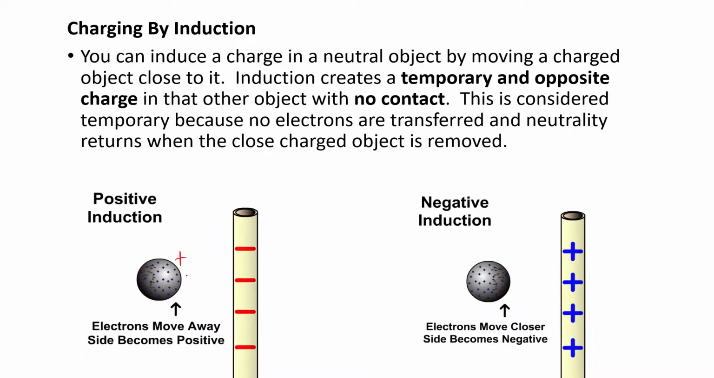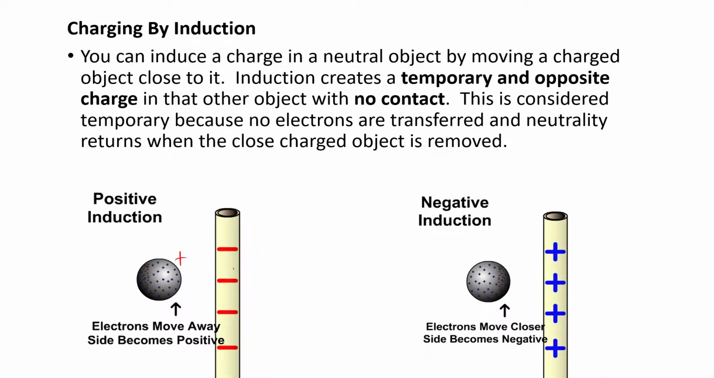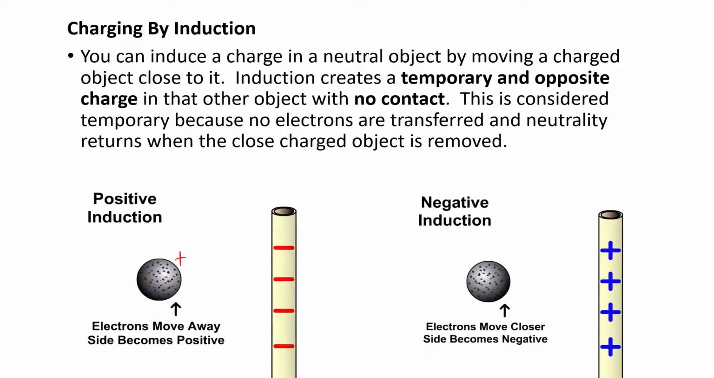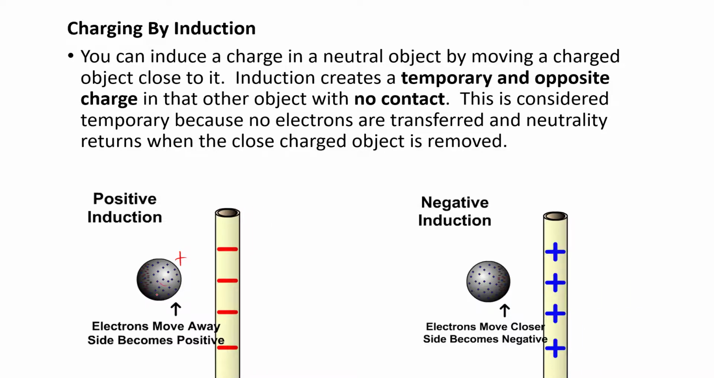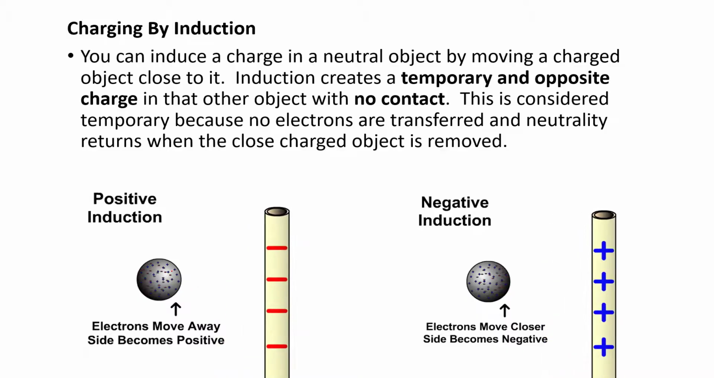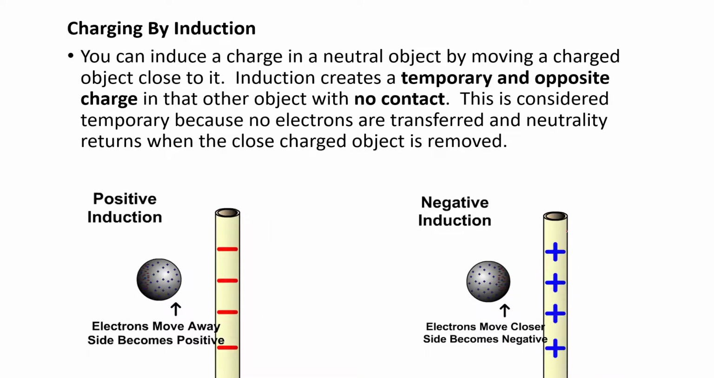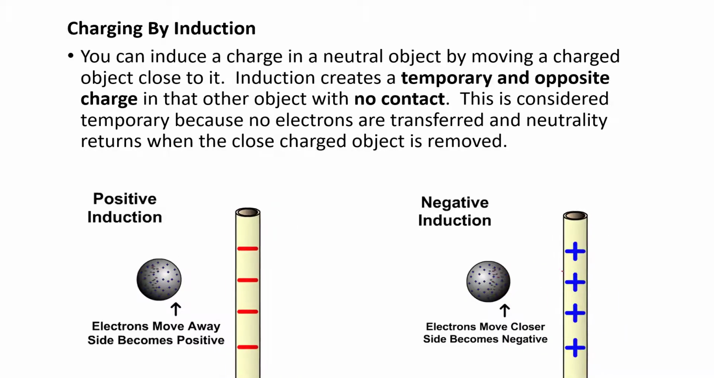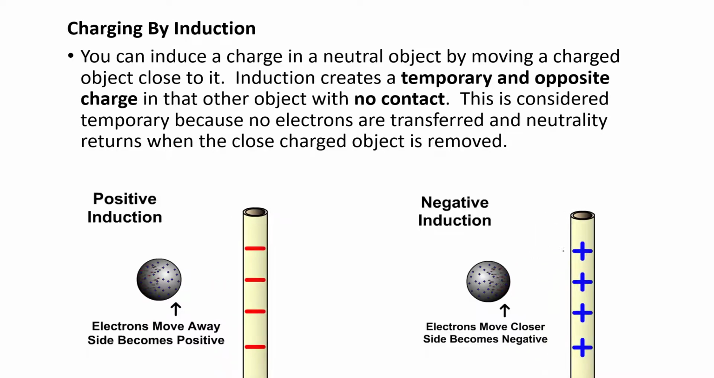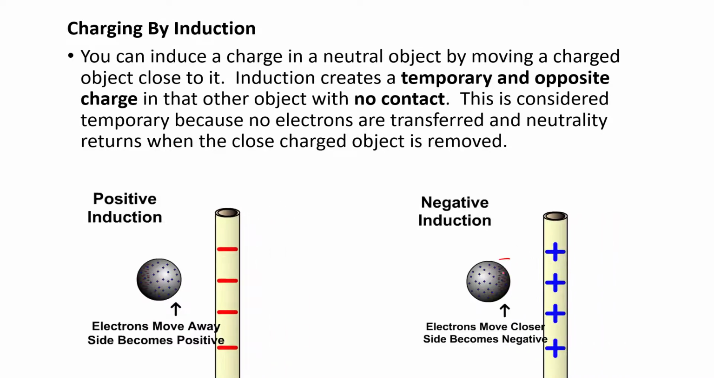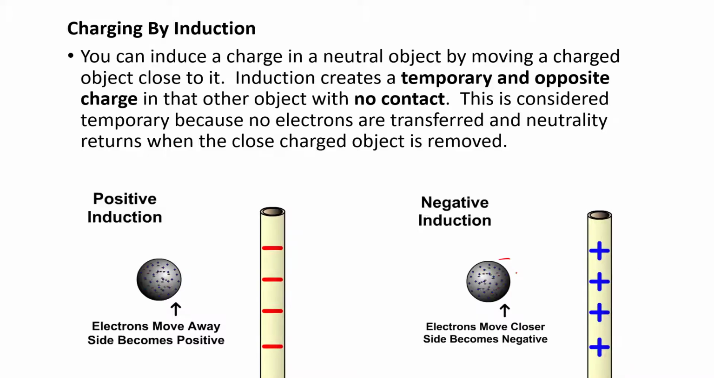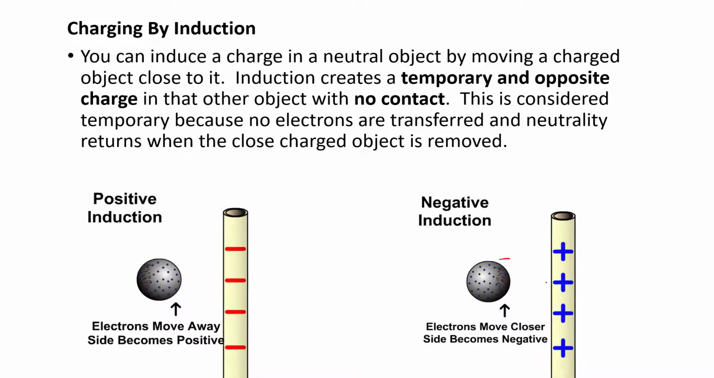And we would call it temporary because once this negative rod is being brought away, the electrons return because they want to spread out as much as possible. And this becomes neutral overall. Take a look at this positive charge. Same thing happens, except electrons are attracted. So this positive creates this negative side while it's close, and there's an attraction as a result.